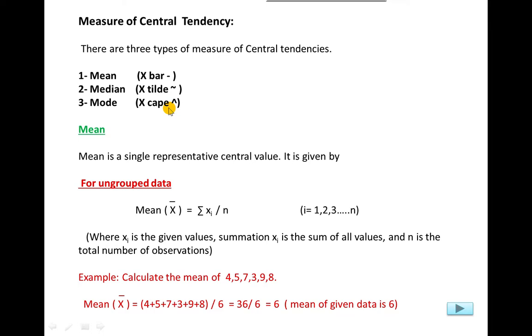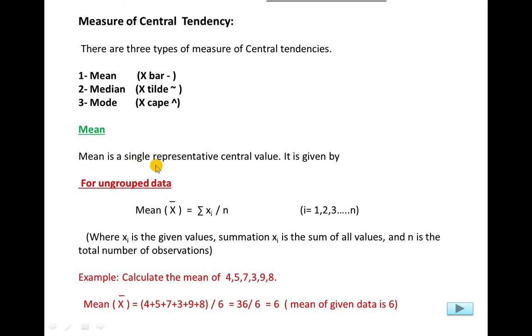First, I will explain the definition and formula for grouped and ungrouped data. After the formula, I will solve an example of the ungrouped data. After ungrouped data, we will apply the formula of the grouped data for the first example of the air pollution of the 50 observations. So what is the mean?